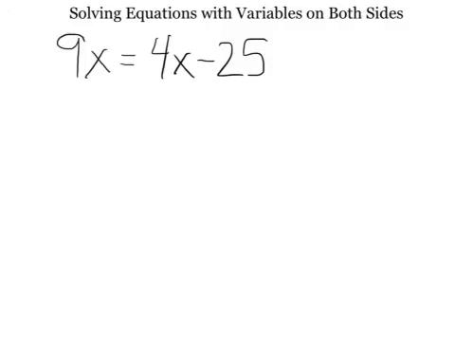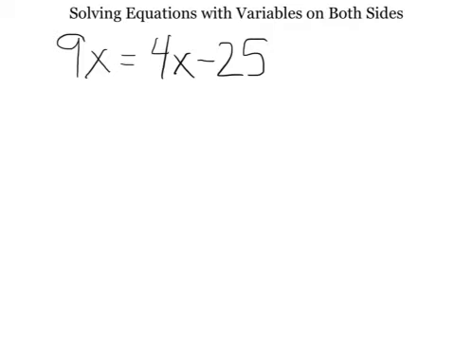What I'm going to show you today is how to solve an equation that has variables on both sides. So here is our equation: 9x equals 4x minus 25. And as you can see, there are variables on both sides. We have x's over here and we have x's over here.